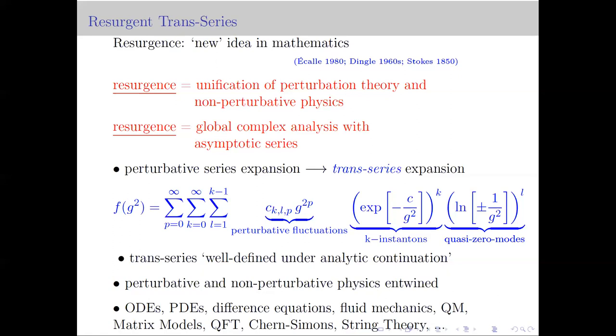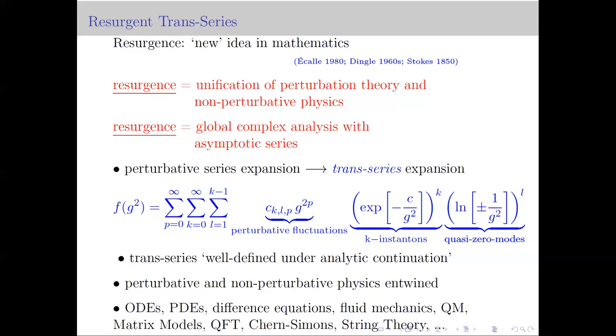And that seems to be the underlying reason why this transseries concept is so important and so adaptable. So it's mainly been developed in differential equations, both ODEs and PDEs, linear and nonlinear, difference equations, fluid mechanics. And it's beginning to be applied in physics, starting with quantum mechanics, but also matrix models, field theory, particularly Chern-Simons theory, and string theory. And I'll give you a few examples as we go along.